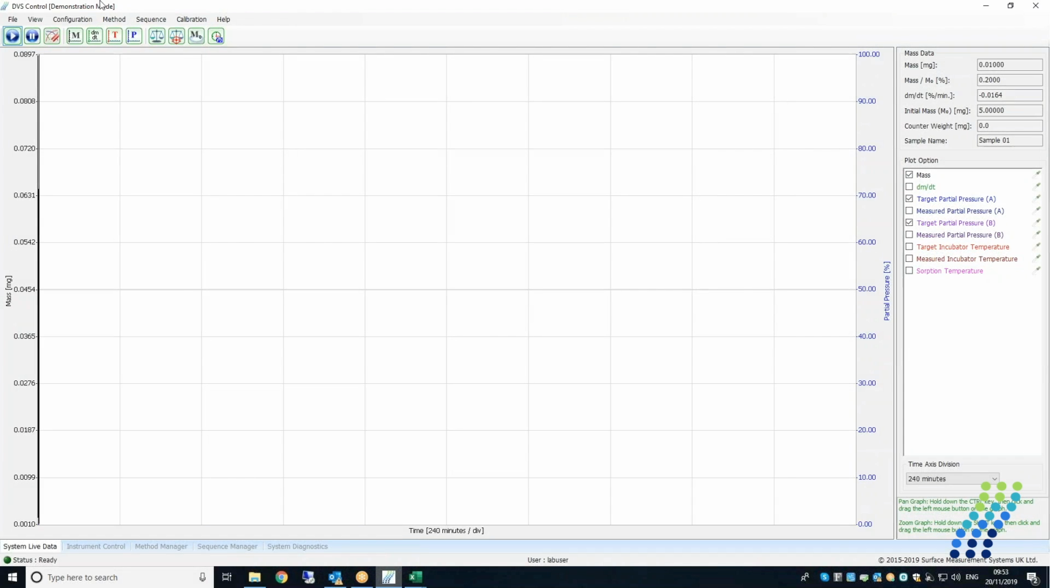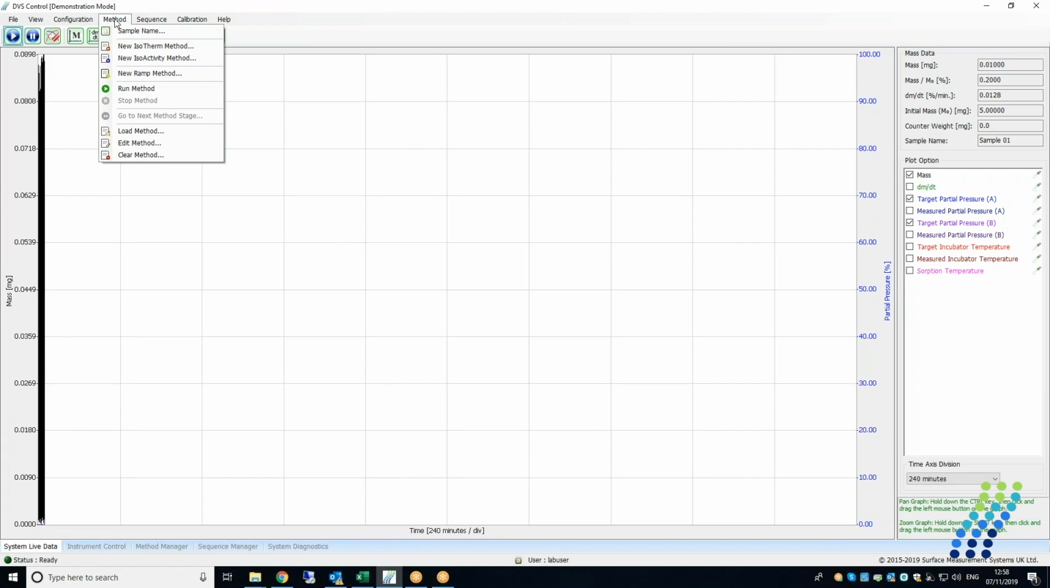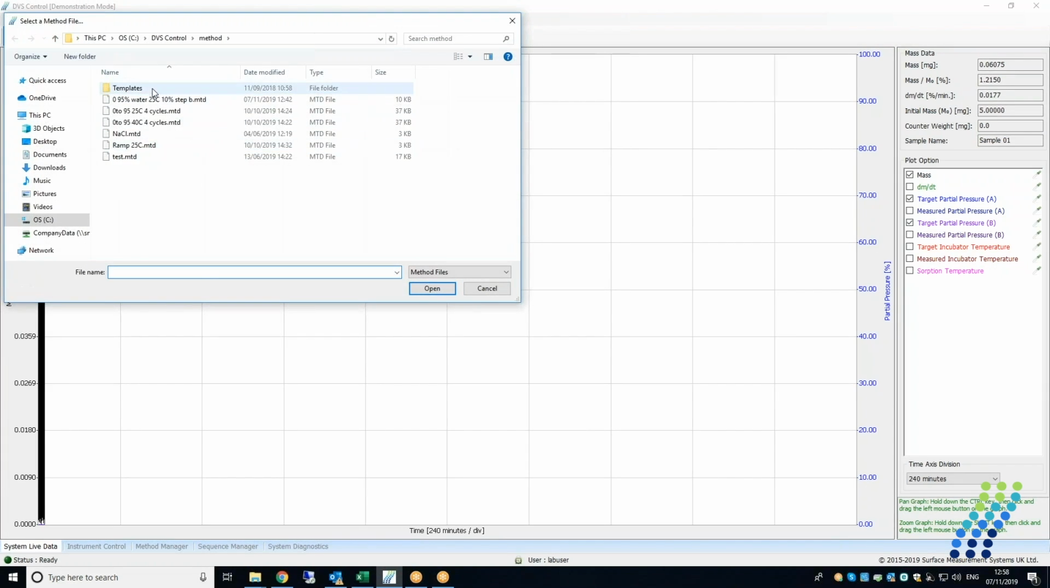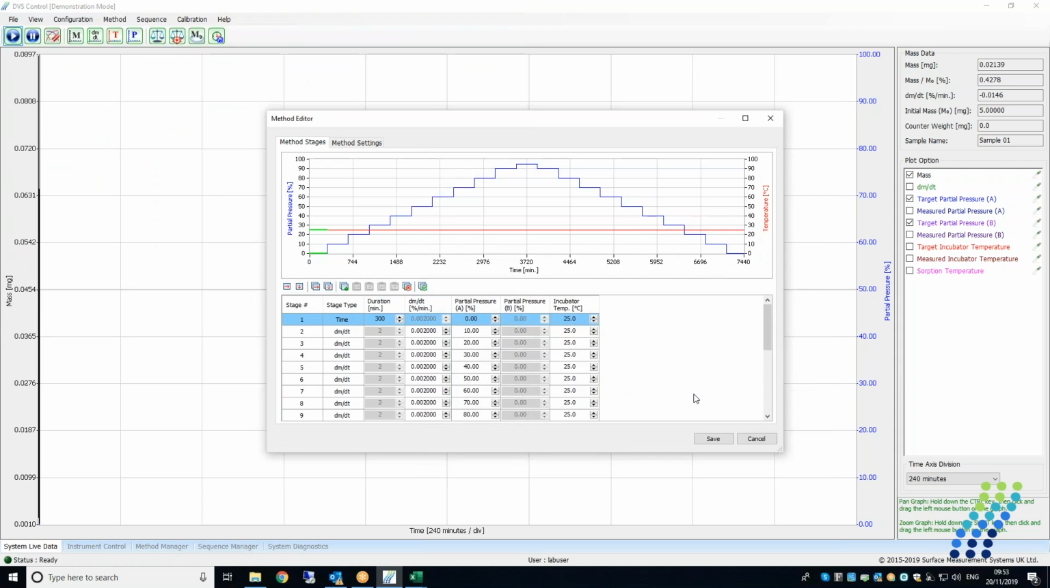analyze the data. This is the typical DVS control software, and I'm just going to quickly show how to load a method. So we start from method and edit method, and choose one of the files that you want to edit. And here it shows a relative humidity experiment starting at 0% RH and increasing by 10% steps to 90% RH. You can measure the stages in terms of time here, or dm/dt.